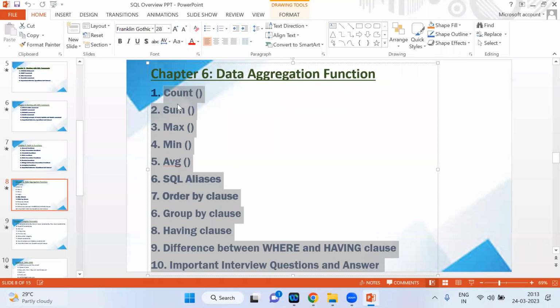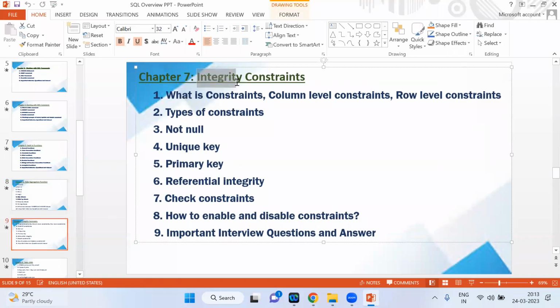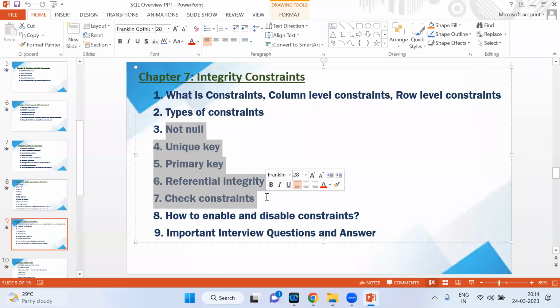Okay. So count, sum, max, min, average, SQL alias, order by clause, group by clause, having clause, difference between where and having clause. These are the things we are going to learn as part of data aggregation functions. The next one will be integrity constraint. This is mainly used by developers, but as testers, we should know what constraints we have. The constraint types are not null constraint, unique key constraint, primary key constraint, referential integrity constraint, and check constraint. All these 5 types we'll see one by one.